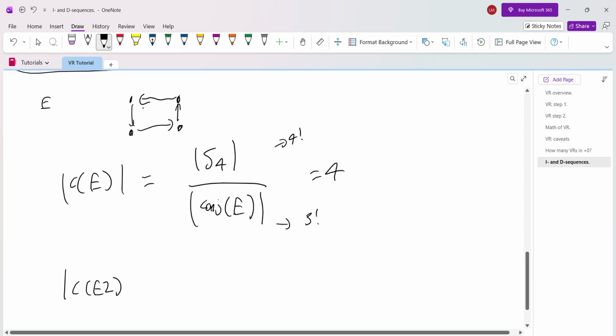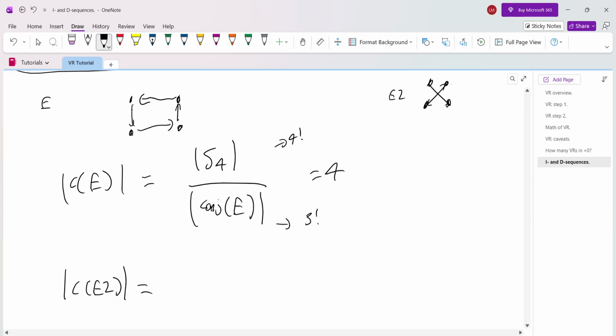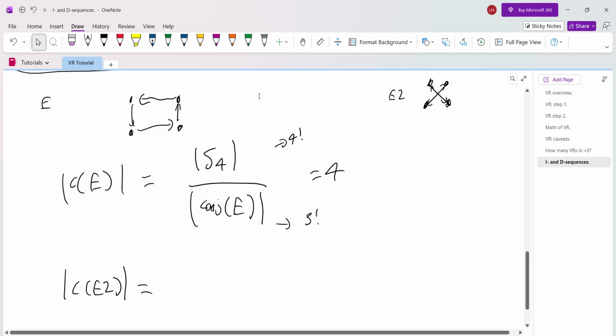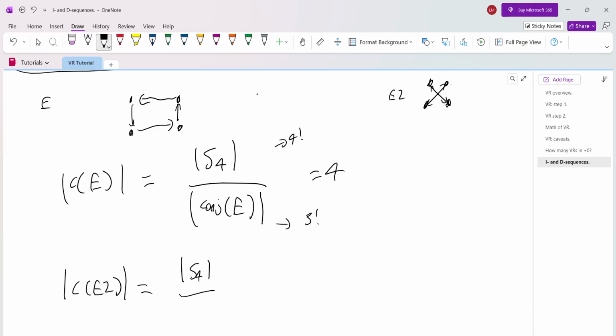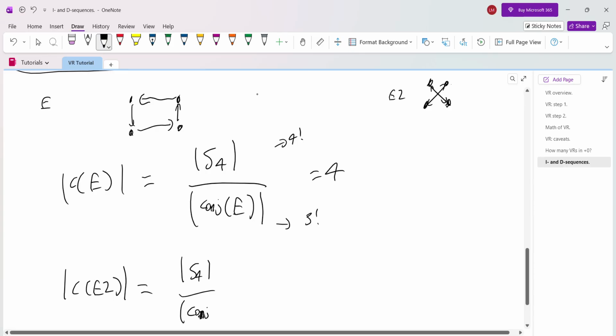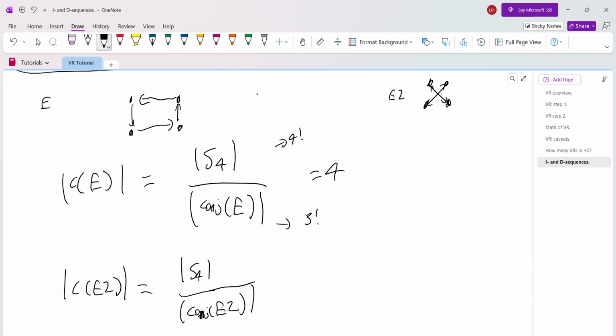Let's just do the same with E2. So E2 is something like this. It's a 2-2 swap. Okay, so S4 divided by the size of the conjugacy class. And in particular, the centralizer of E2 must contain the centralizer of E. So again, this is 4 factorial.